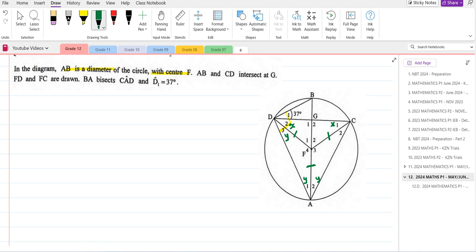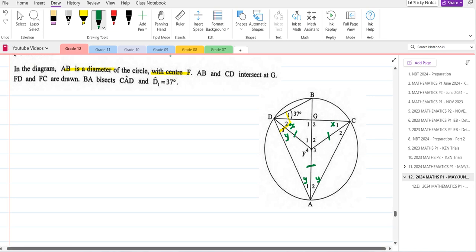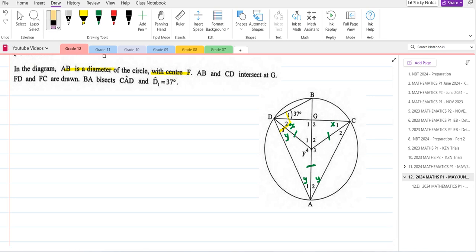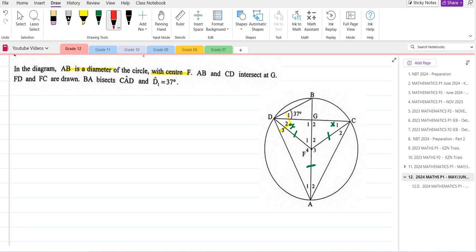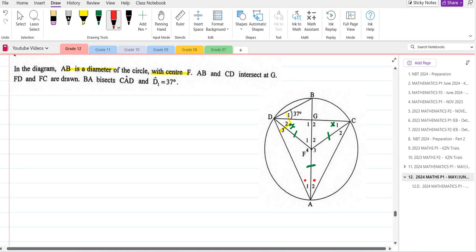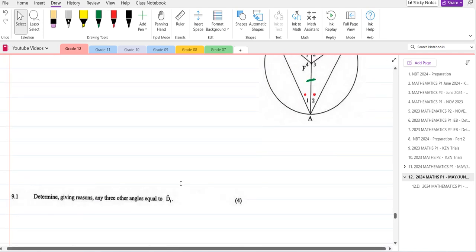Also note that we have angle at center equals twice angle at circumference. So we should take out YY here. Let's take out the Y because we can get it in terms of X. Those two are equal. Alright, let's look at the first question now. I think we understand the diagram.